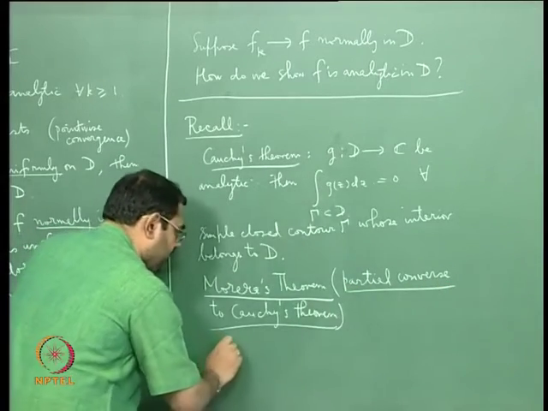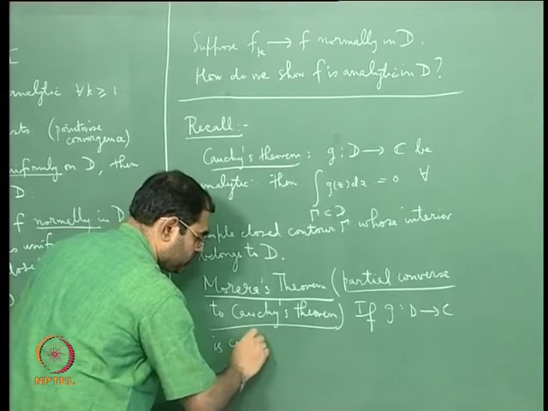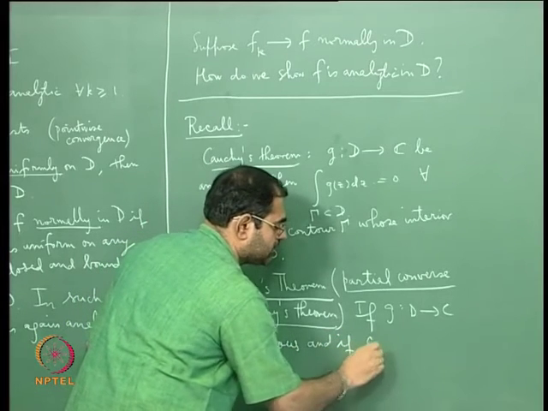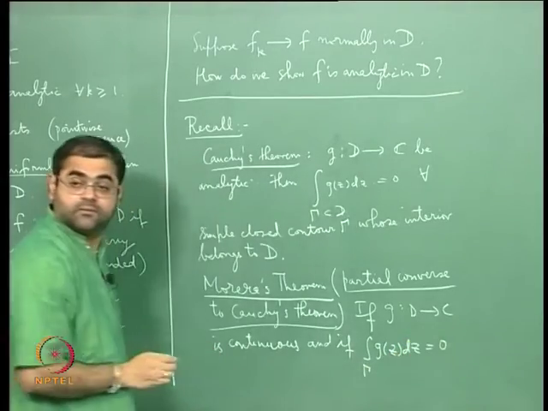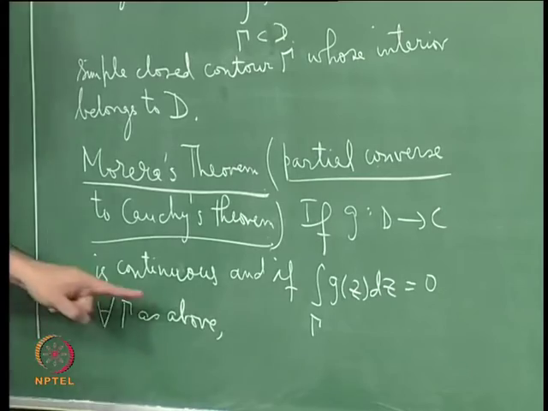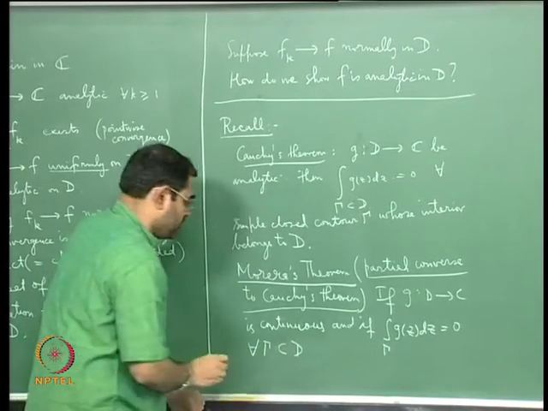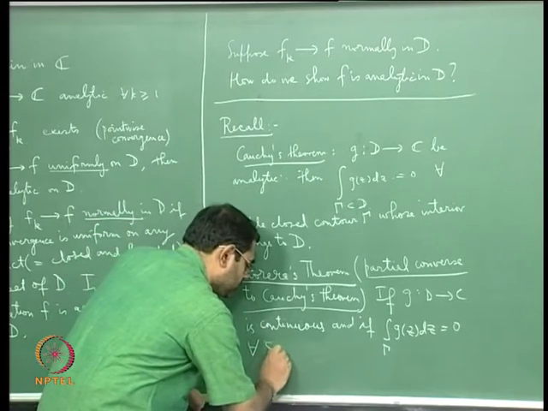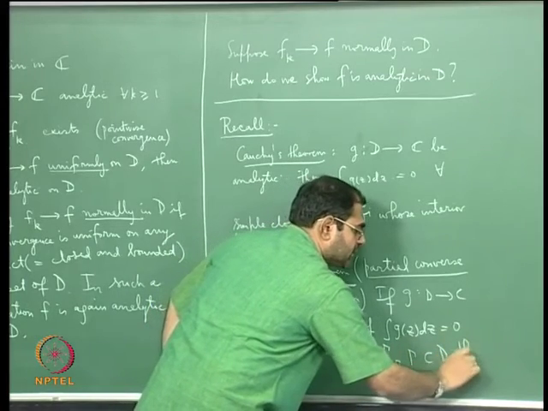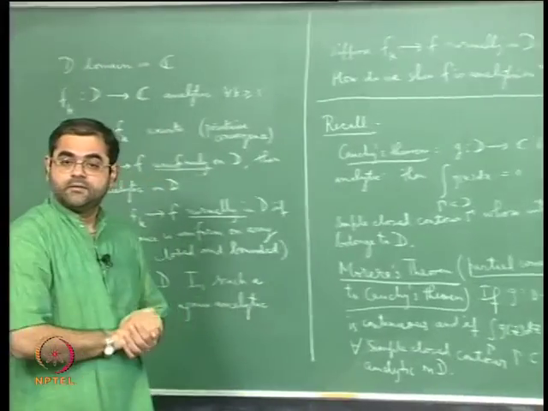It says if g from D to C is continuous, and if the integral over gamma of g(z) dz is 0 for every gamma, okay. So I should say something here: not for every gamma as above, which is slightly weaker, but for every simple closed contour gamma in D, then g is analytic. Okay. This is Morera's theorem.